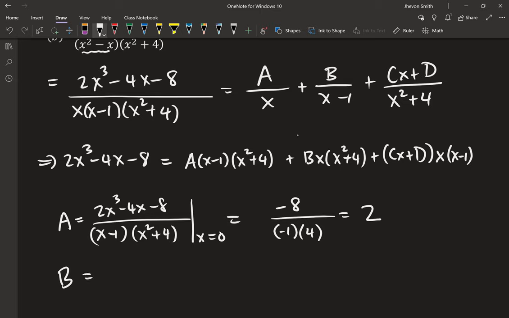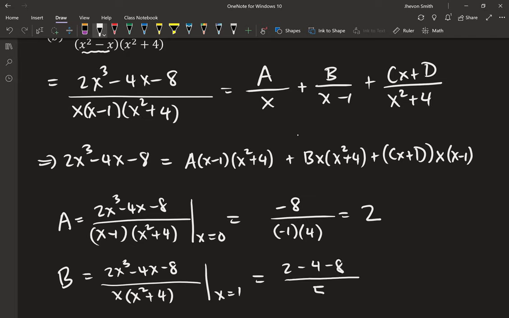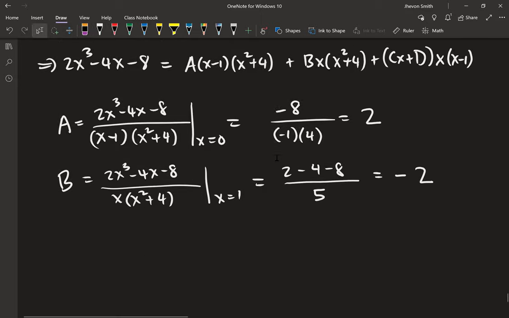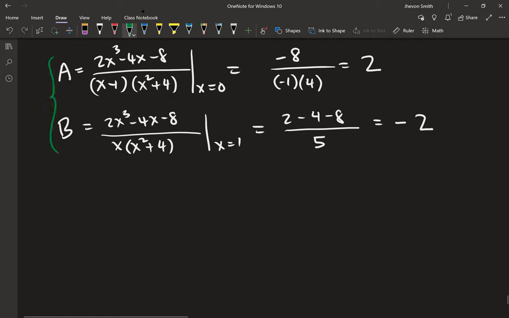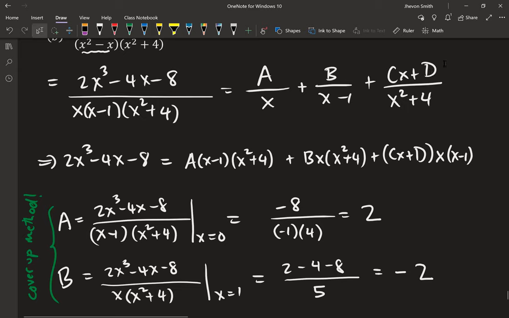I can find my B using the cover-up method, by covering up and plugging in x equals 1. This is going to give me 2 minus 4 minus 8 over 5. So that is minus 2. So for these, I use the cover-up method. Now, the cover-up method is not going to work here. There are tricks to use for things that are not linear factors. That's applying a more general version of the residue theorem, but it's actually a lot more work. It's just a whole other method.